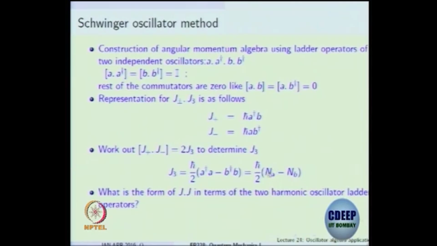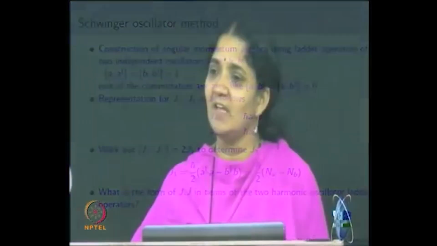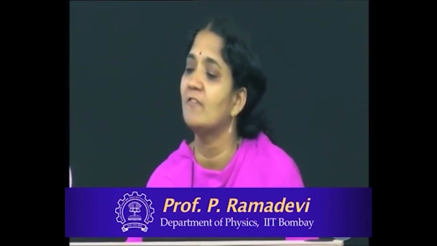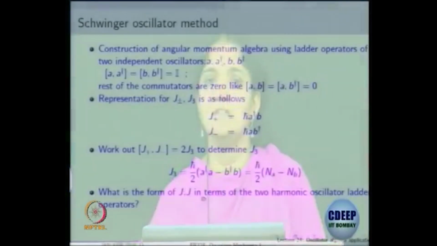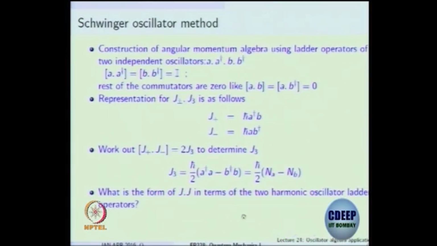Na is the number operator for the harmonic oscillator with ladder operators A and A dagger. So Na is nothing but A dagger A. Nb is for the harmonic oscillator with ladder operators B and B dagger. I am not bothered about the frequencies of the two oscillators. For me, I am more interested in constructing the angular momentum algebra in terms of the two harmonic oscillator ladder operators. Is it okay? So please work this out, J dot J, and tell me what you get.